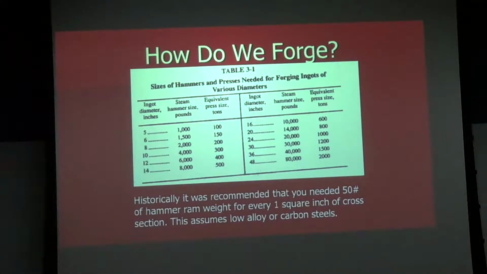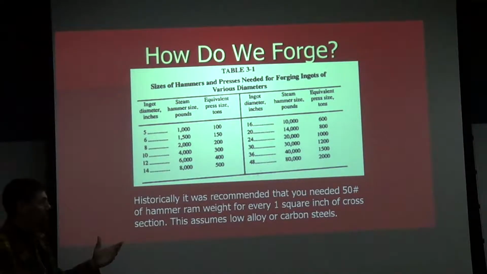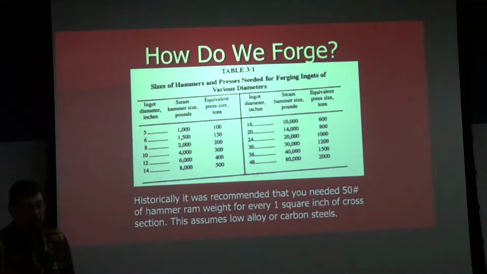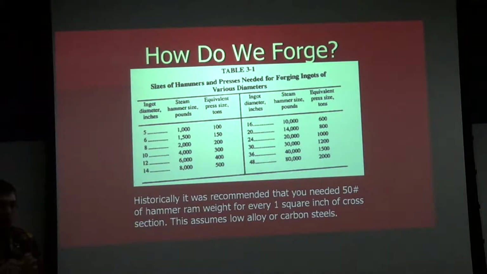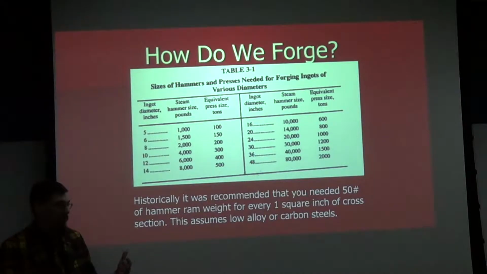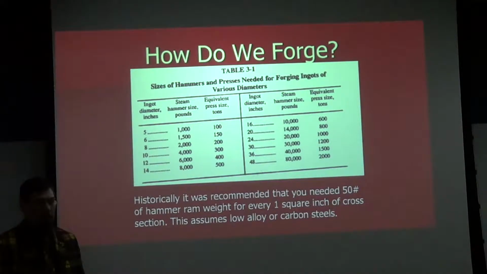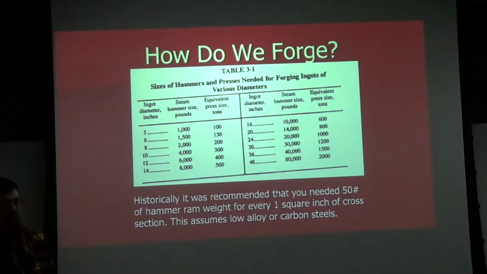Also, as just an interesting side note, if you're trying to figure out how to efficiently use your equipment, you can assume, and this was a historical recommendation, that for every 1 square inch of cross-section you had, you'd need 50 pounds of falling weight if you were going to efficiently work that metal all the way to the center of the cross-section. So you can see that you pretty rapidly get to the point where you either have to have hammers that are just so large that they really can't be produced, or you have to go with hydraulics.